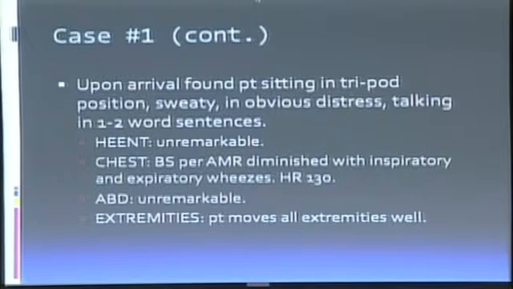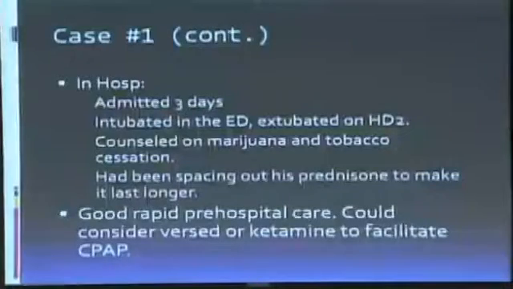The patient was clearly in respiratory distress on arrival, tachycardic with diminished breath sounds, wheezing. So the patient was given albuterol and Atrovent. IV was obtained, given Solumedrol. It's documented in the narrative.